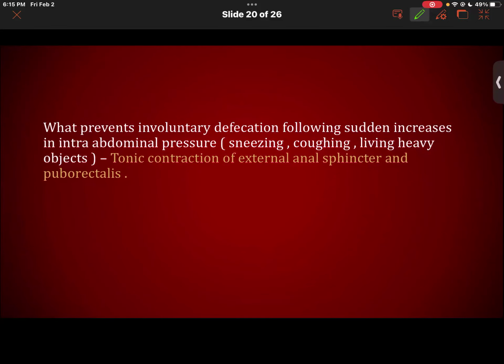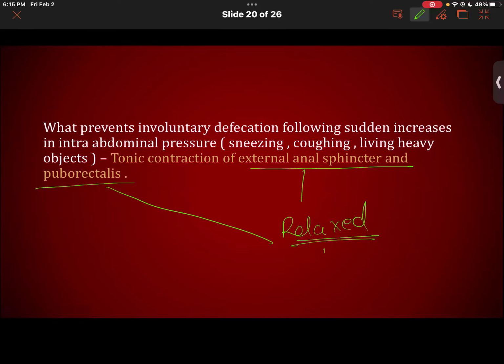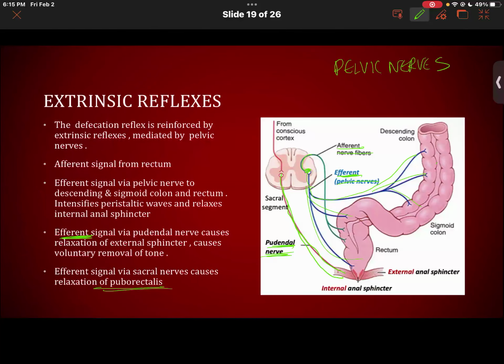So now I'm going to ask you a question. You already have the answer on the screen, but what prevents involuntary defecation following sudden increases in intra-abdominal pressure, such as what's caused by sneezing, coughing, lifting heavy objects? So I know the answer is already on the screen, so I'll just answer it myself. It's due to the tonic contraction of the external anal sphincter and the puborectalis. Remember, these can only be relaxed, okay, it's under your control. And they are relaxed via the efferent signals through the pudendal nerve and the sacral nerve, right? As is mentioned in this slide, these two.